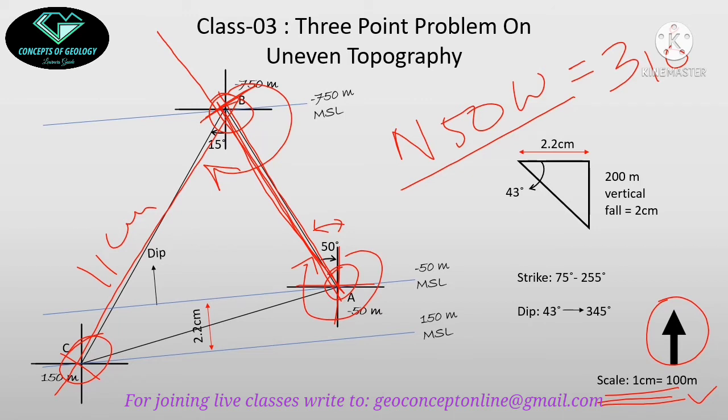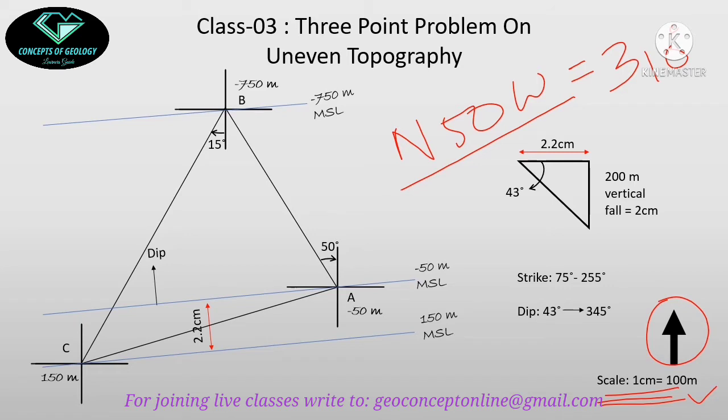So now I have plotted point A, point B and point C on the plan, and this is the borehole location plan drawn on 1:10,000 scale. So the first question is solved here. The second question was to find out the attitude of the ore body, that means the strike, dip and dip direction of the ore body.